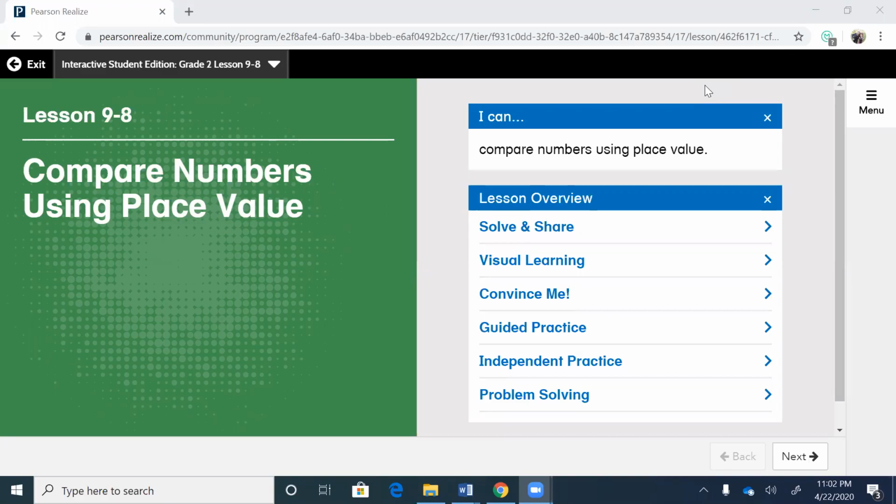We're on lesson 9-8, compare numbers using place value. I can compare numbers using place value. So today we're going to compare 3-digit numbers and we're going to say greater than or less than. Let's start with the solve and share.